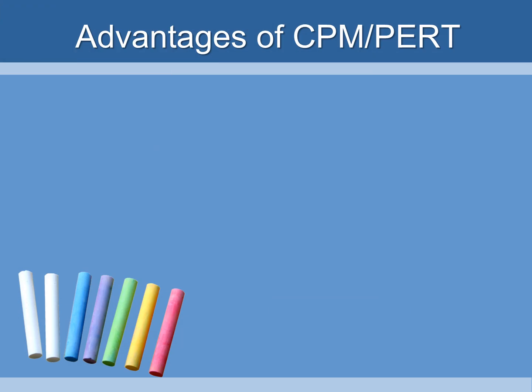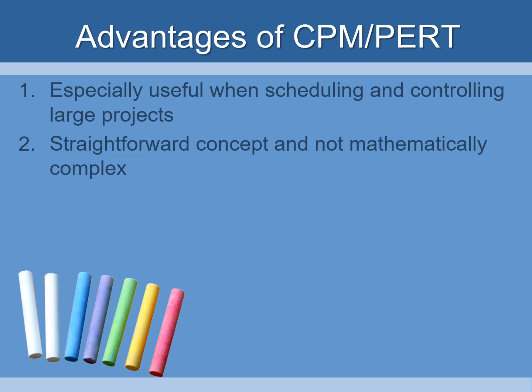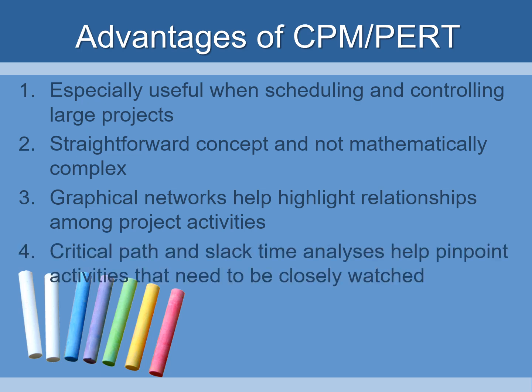There are advantages of CPM and using the PERT method, especially useful when scheduling and controlling large projects. It's a straightforward concept and not mathematically complex. Graphical networks help highlight relationships among the project activities. And the critical path and slack time analysis help pinpoint activities that really need to be closely watched and are major on the critical path.